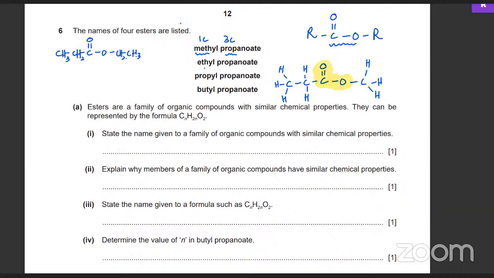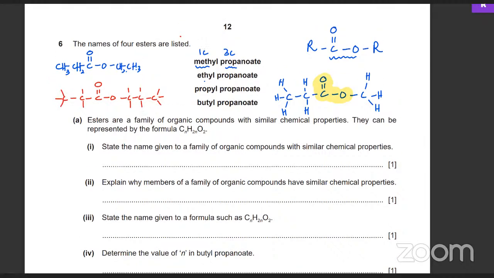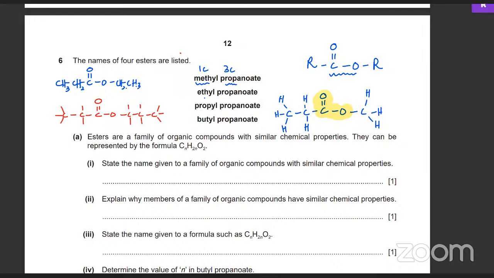Propyl propionate is double bond O. So three carbon atoms on each side. One, two, three. And one, two. And this is the third one. Just to save time, I'm not writing the H atoms. These are your H atoms. So one more. That's butyl propionate. So again, that's double bond O. Butyl is on this side, there's going to be four carbon atoms. And propionate, the other side, there's going to be three carbon atoms.